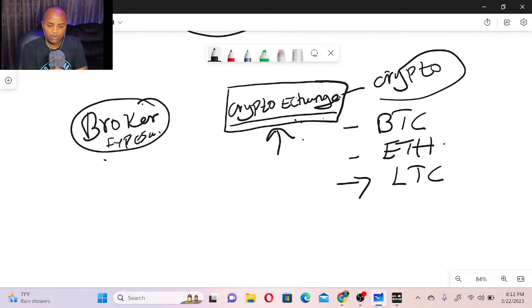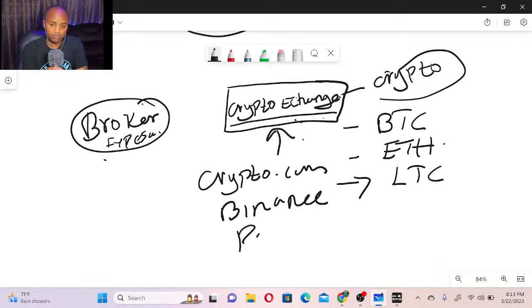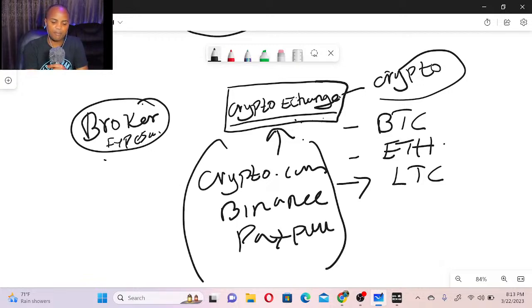So when we talk about crypto exchange platforms, we have so many of them. Like we have crypto.com, you can be using that. You can use Binance to trade, you can use Paxful, all these platforms that are crypto exchange platforms. Those are the crypto exchange platforms that you can actually use.